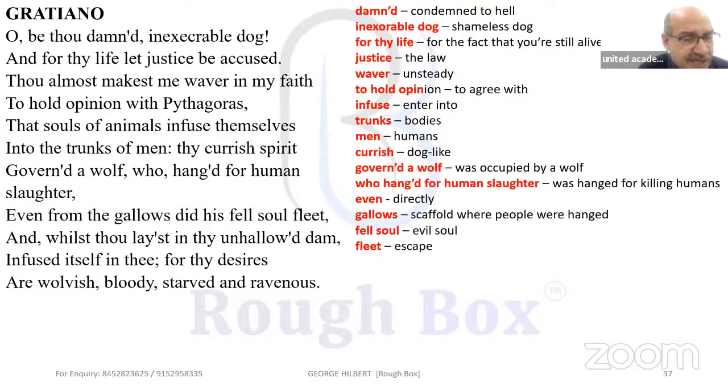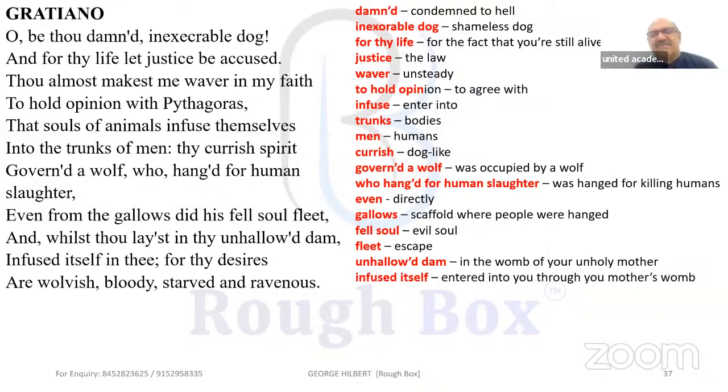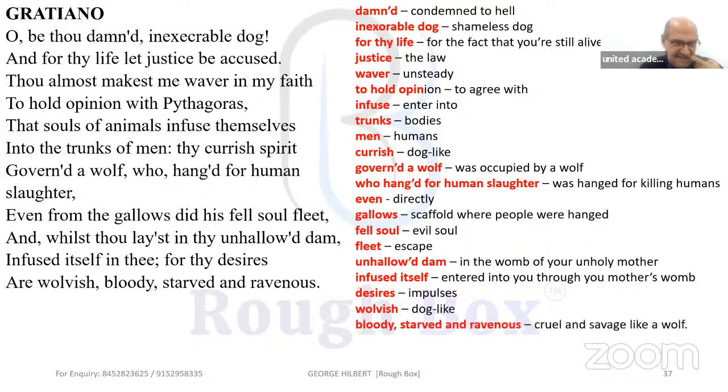And how has he come to this conclusion? Because, he says, for means because, thy desires are wolfish, bloody, starved, and ravenous. Okay? Your desires, your impulses are very dog-like, bloody, starved, and ravenous, cruel, and savage, and wolfish.